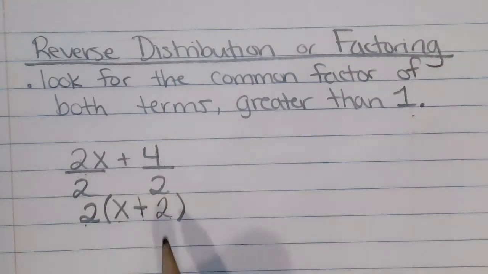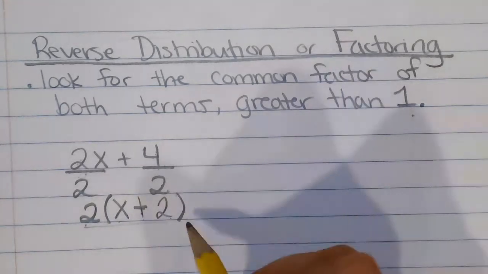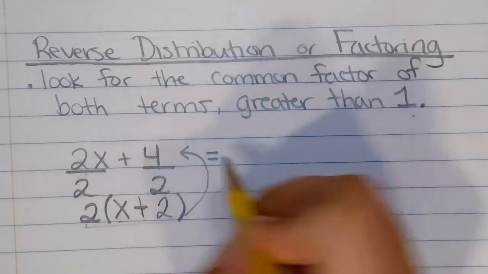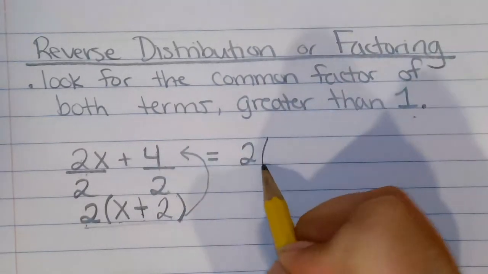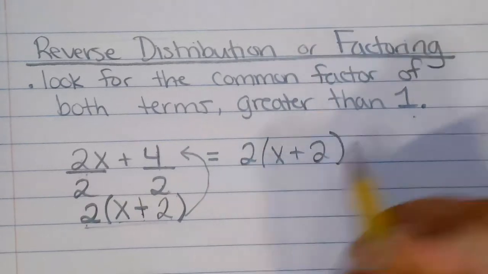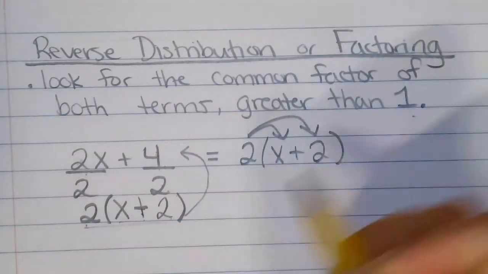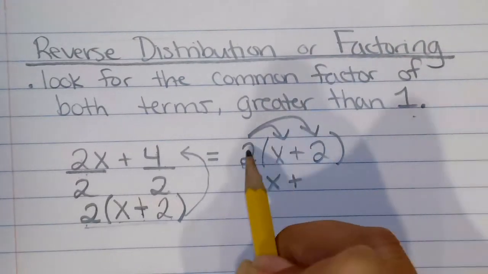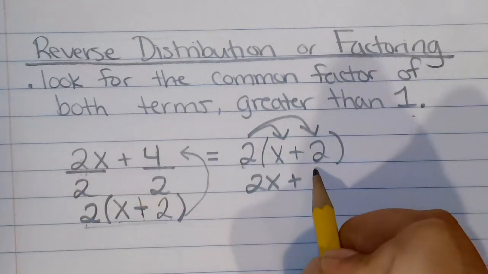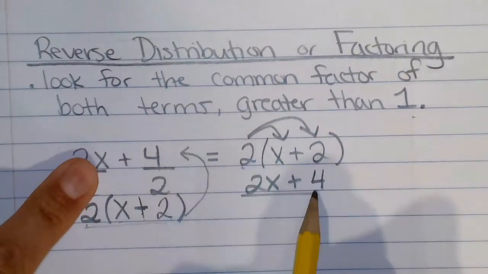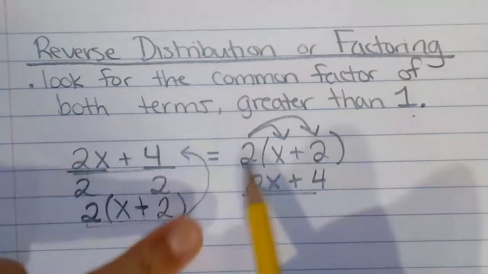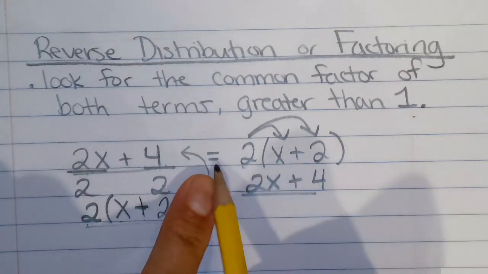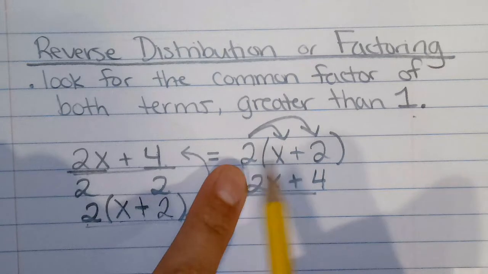Now to check to make sure that this is indeed an equivalent expression, I'm going to write it out and we're going to distribute. 2 times (x plus 2). When I distribute, 2 times x gives me 2x, plus 2 times 2 gives me 4. This is exactly the same as the original, so I know that 2x plus 4 is indeed equivalent to 2 times (x plus 2).